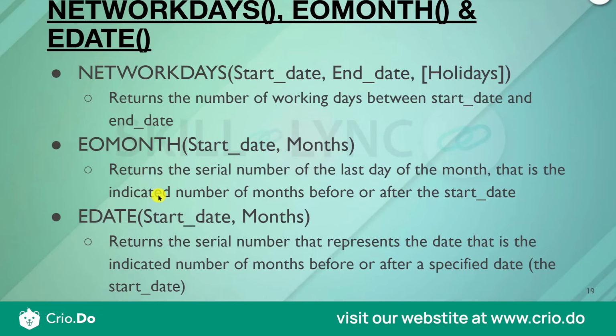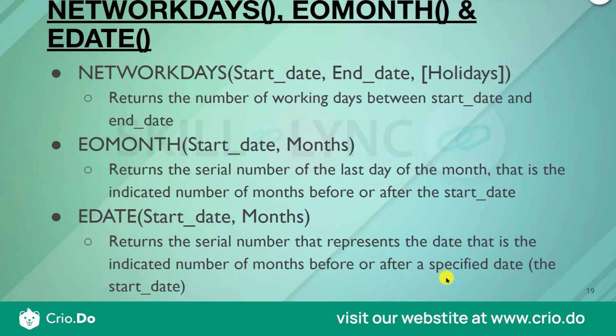But logically, if we see, it is different, because EOMONTH is returning the serial number of the last day of the month, that is the indicated number of months before or after the start date. And EDATE is returning the serial number that represents the date that is the indicated number of months before or after a specified date. So clearly understand the difference between these two functions.